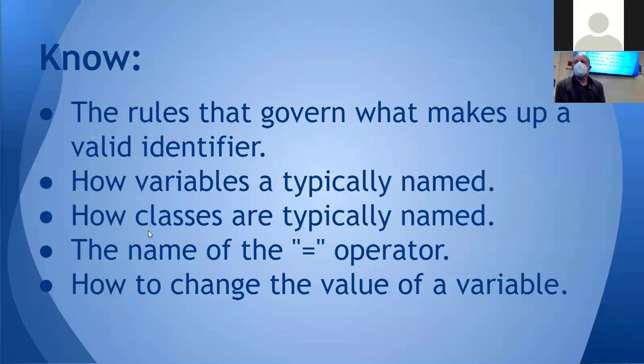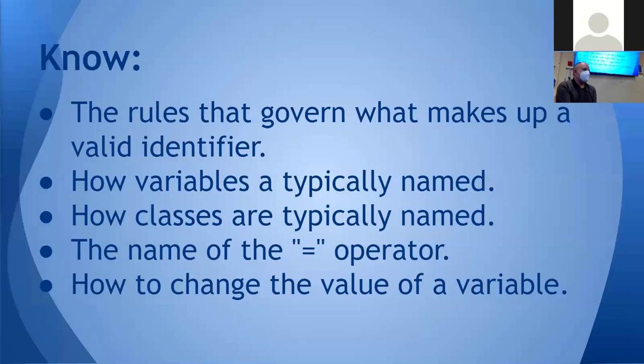Other things to know: the rules that govern what makes up a valid identifier. Like here's some examples. You can't start a name that you have to come up with an identifier with a number. You can't say 3 dogs is my variable. With the numeral 3 at the start, it'll think it's a number and try to parse that as a number, and then the compiler will crash. You also can't use anything but uppercase and lowercase letters, underscores, and dollar signs. That's it. There are no spaces or anything like that. You can't start with a number.